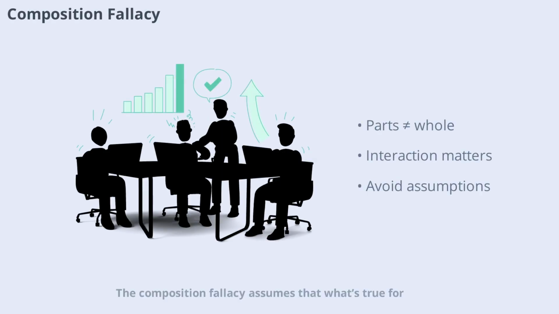The composition fallacy assumes that what's true for the parts must be true for the whole. For example, each player on the team is excellent, so the team must be excellent. Sometimes the whole is different from its parts. It's important to consider how parts interact before making conclusions about the whole.